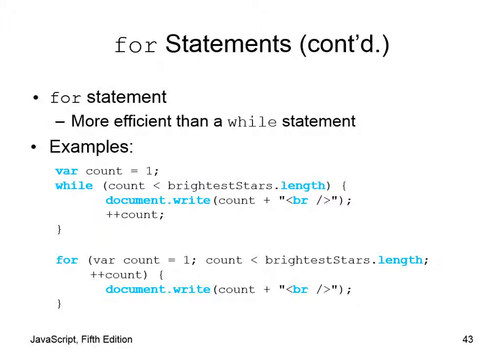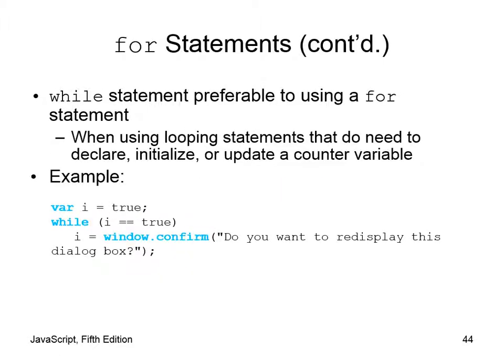The for statement is more efficient than a while statement. Why? Because you have an exact amount of iterations that are going to happen. It's also shorter code, because you have all your conditions up here. All right. A while statement can be used if you need to declare, initialize, or update a counter variable inside the loop. Then it's good for that.